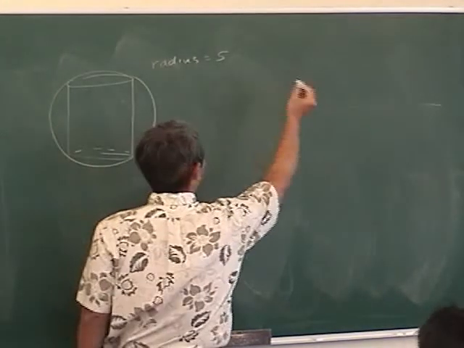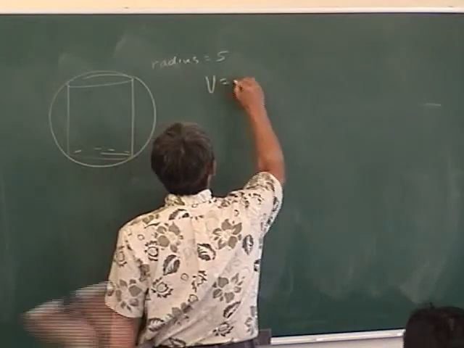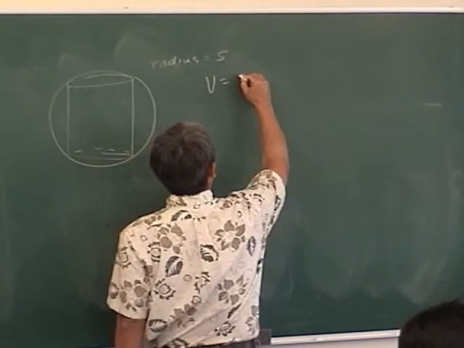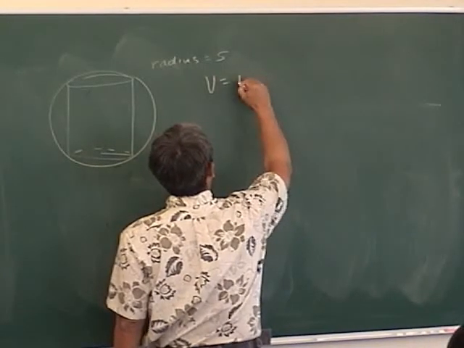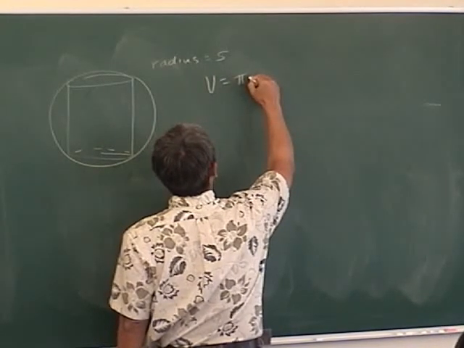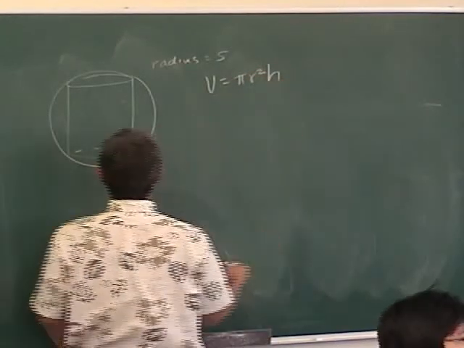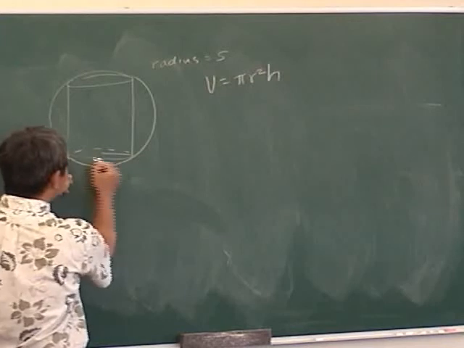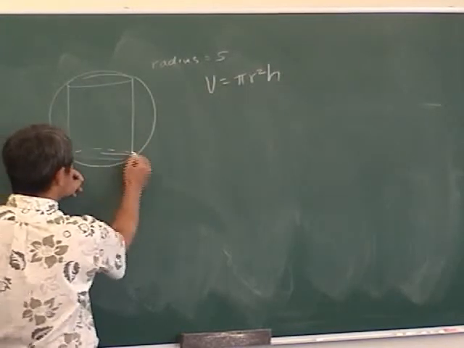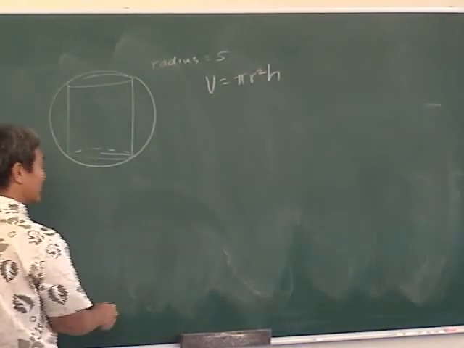Rho. Okay. Before we even start, what is the formula for volume of the cylinder? Pi r squared h. Come on, it's a prism. It's the area of the base times the height. Area of a circle times the height.